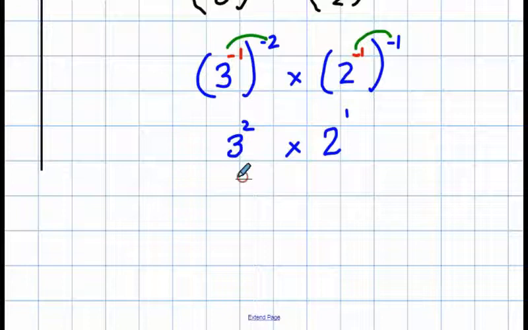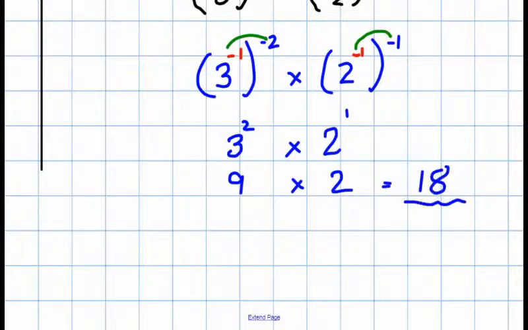3 squared is 9. 2 to the power of 1 is 2. And there's the answer: 18. And as I said, that's the difference between evaluate and simplify. You get it as a single answer.